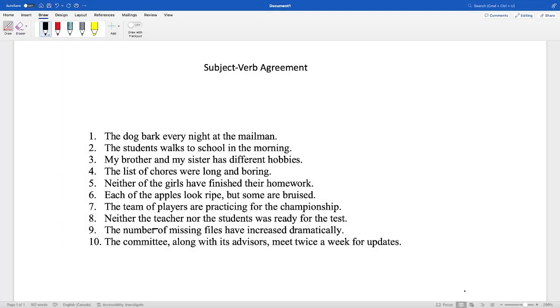Today we're going to be working on subject-verb agreement. We're going to be exploring how to detect this error in writing, how to see this grammar error when you're reading, and apply the appropriate corrections when necessary.